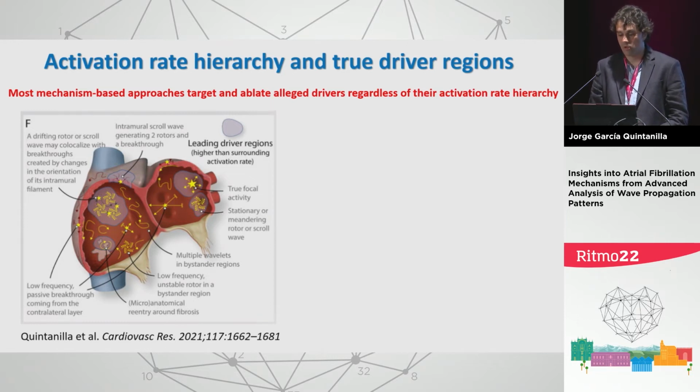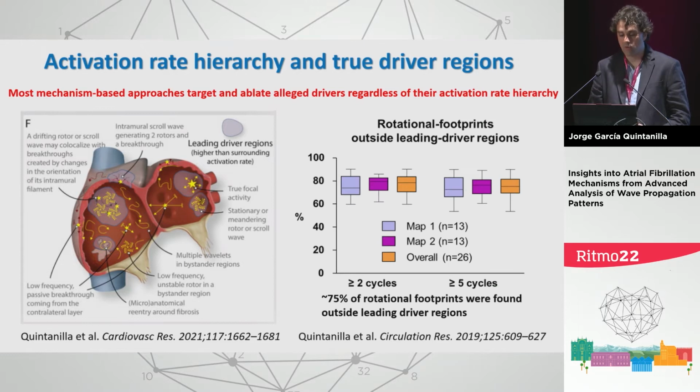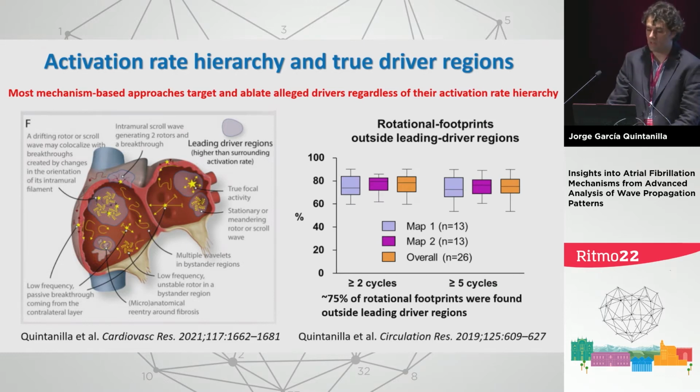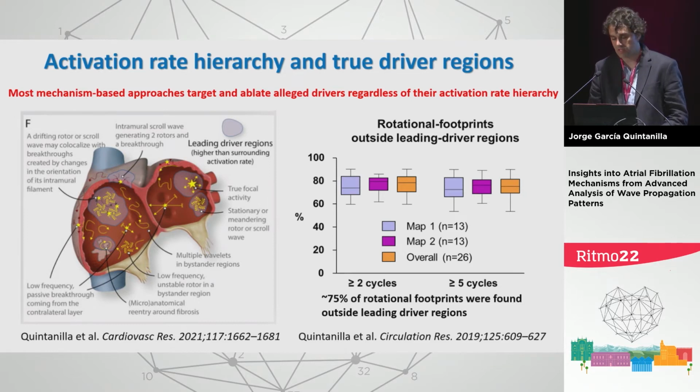Such leading driver regions would host reentrant drivers in many cases, but not all reentrant activity would act as a driver, since rotors are also commonly found in passive bystander regions. Indeed, we performed a quantification of rotational footprints and analyzed their spatial correlation with truly leading driver regions in patients with self-sustained long-duration persistent AF. Well, please, fasten your belts. Around 3/4 of all rotational footprints were found outside leading driver regions, and that regardless of the temporal stability required to identify these rotational footprints. That means that only a minority of these rotational activations, specifically the fastest ones, potentially contributed to AF maintenance.